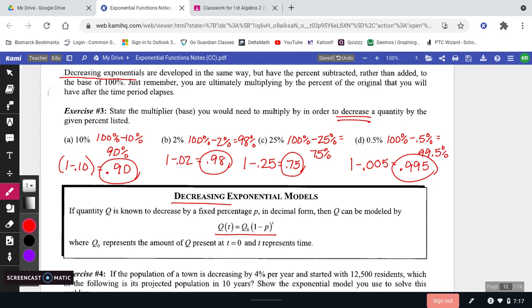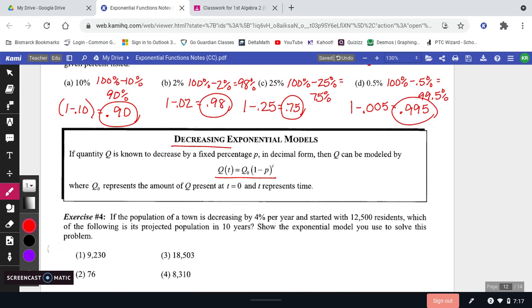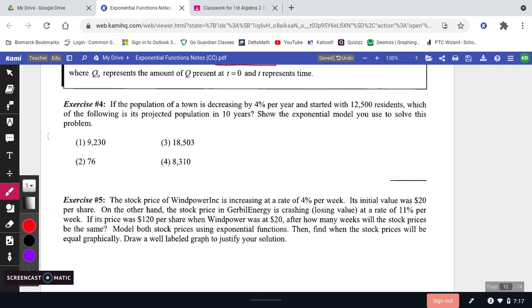Okay, same thing here, a decreasing exponential model. It's the exact same thing as what we saw previously. It's just that you are subtracting a portion instead of adding on a portion. So here's an example to represent that. If the population of a town is decreasing by 4% per year, and they started with 12,500 residents, which of the following is its projected population in 10 years?